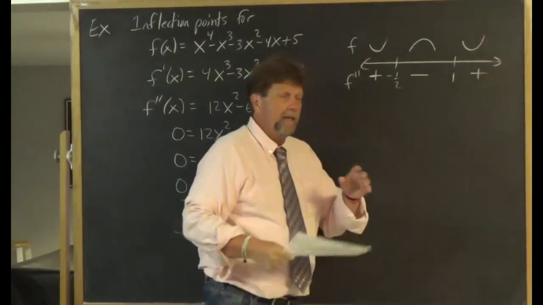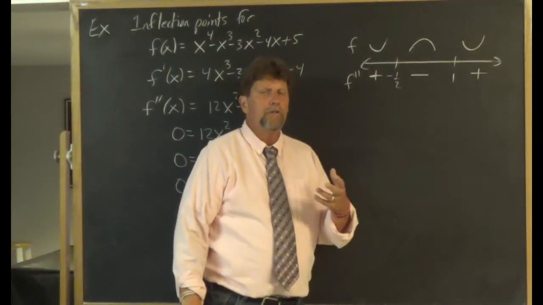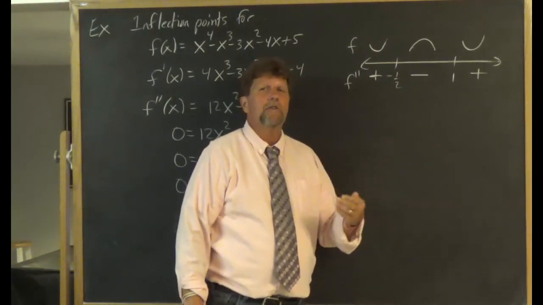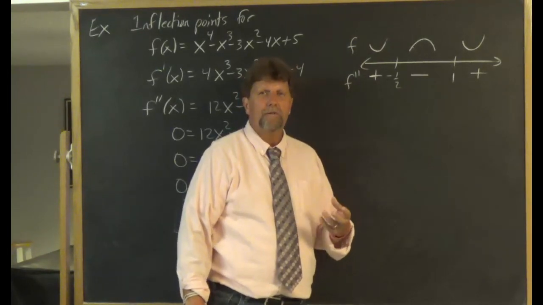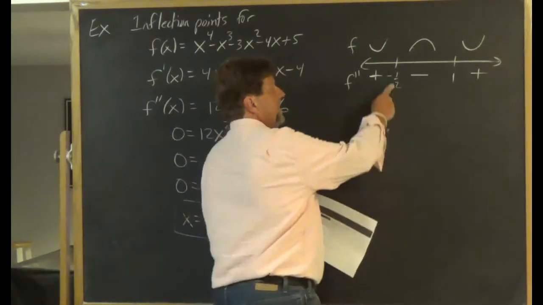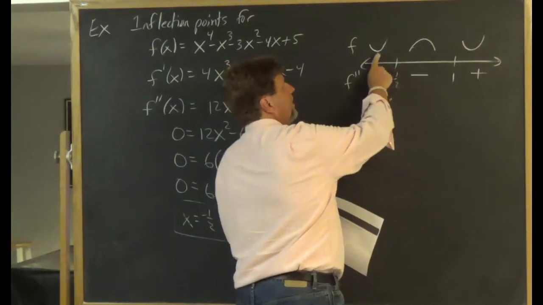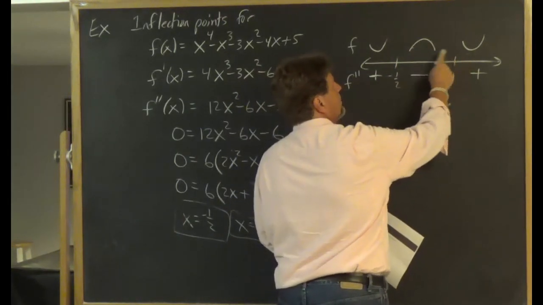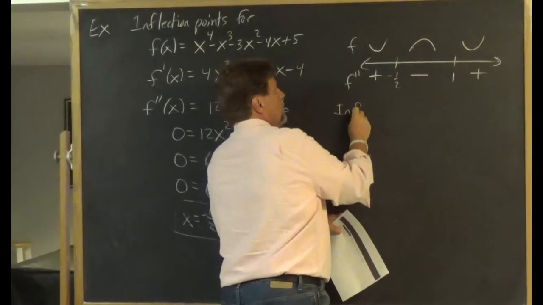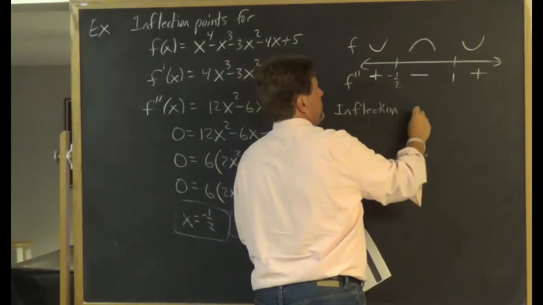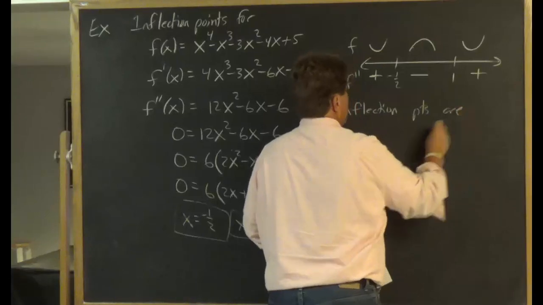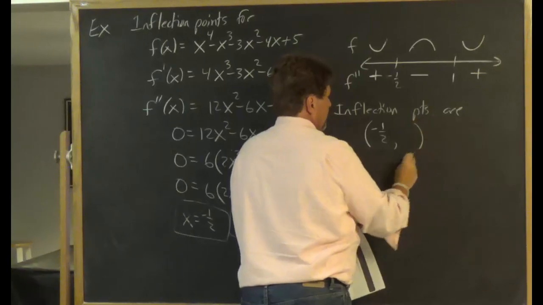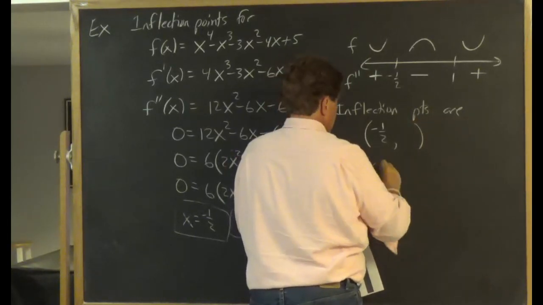So even though I didn't ask you in this example to determine intervals of concavity, you know the intervals of concavity. And you can't determine inflection points unless you know those intervals of concavity. So we see at the x value of -1/2, the graph switches concavity, and at an x value of 1, the graph switches concavity. So there are two inflection points. First one, x is -1/2, and the second one, x is 1.